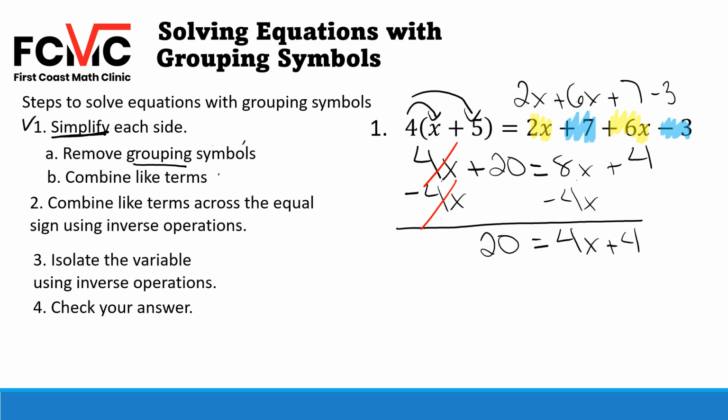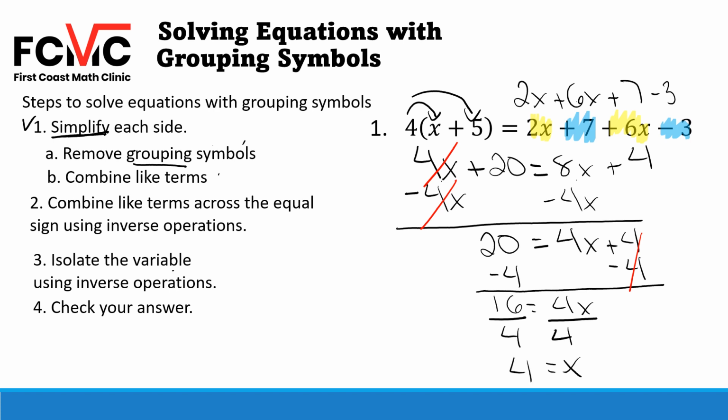The second set of like terms is going to be the 4 and the 20, so I'm going to subtract 4 from both sides. The 4's cancel out. I get 16 equals 4x. Now I want to isolate my variable using inverse operation. I'm going to divide by 4 on both sides. And I get x equals 4. So my answer here should be x equals 4.